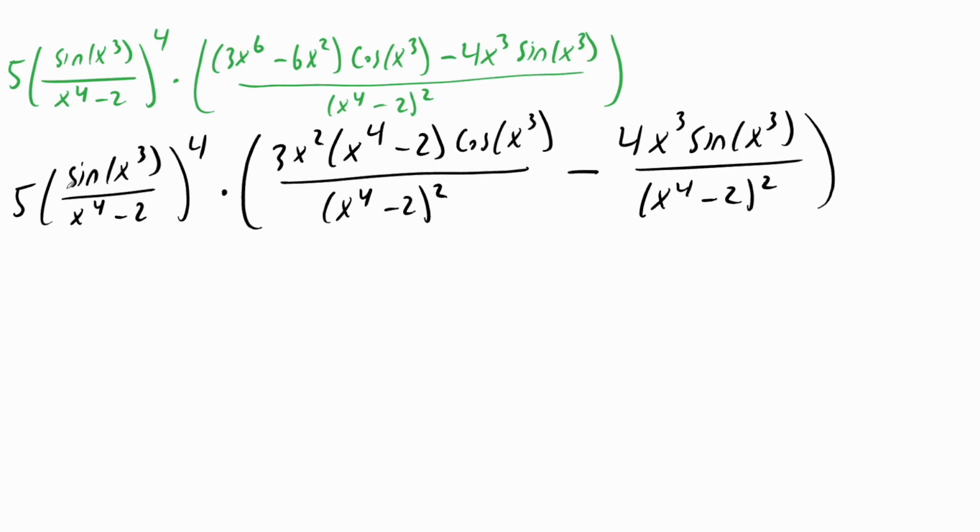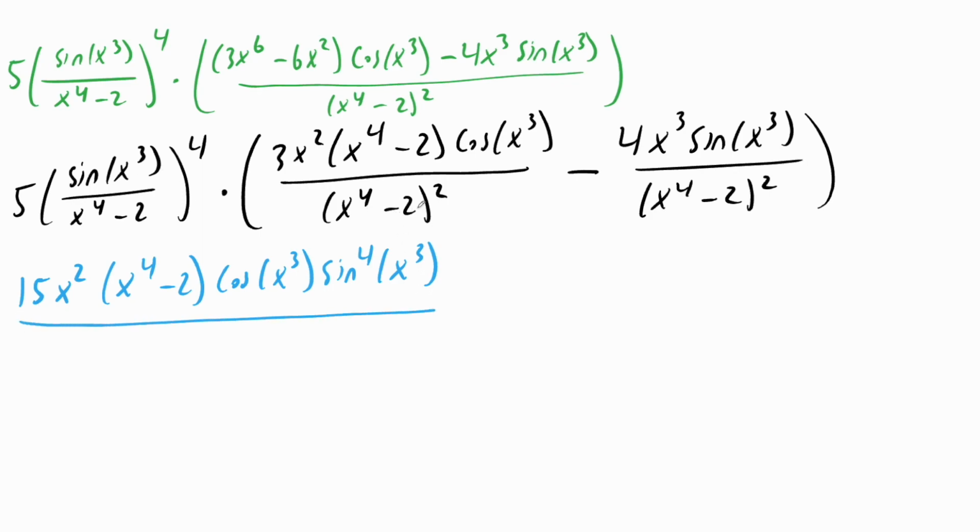Next, we can take this stuff right here and multiply it both here and here. So 5 times 3x squared is going to give us 15x squared. And then we still have this piece. So that's parentheses x raised to 4 minus 2. And we still have this piece. So cosine(x raised to 3). And we also have this piece. So that's sine raised to 4 of x raised to 3. This is saying sine x cubed raised to 4, which is the same as this. And then divided by our denominator. So we have x raised to 4 minus 2 squared. But we also have this piece. And it's the same thing. So we can say we have x raised to 4 minus 2, but raise it to 2 plus 4, which is 6.